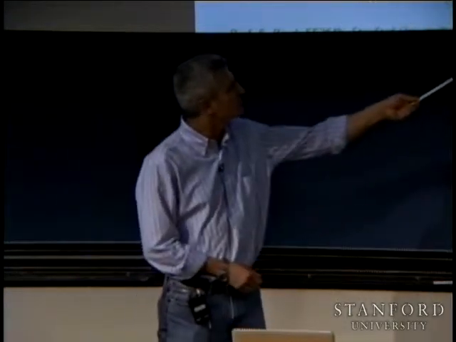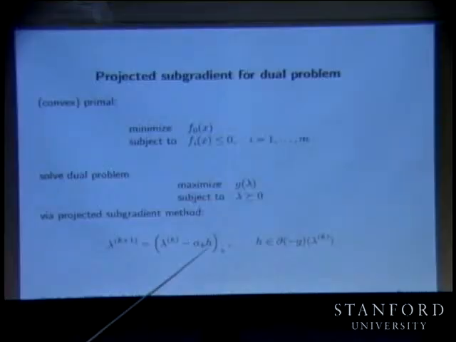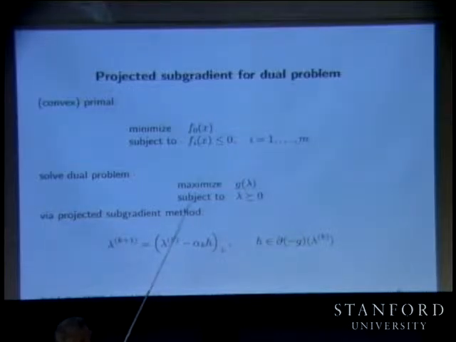It's confusing because that's a subgradient of minus g. So, okay, you take a subgradient step in the appropriate direction. I'm allowed to say that in a 300 level class. And then you project here. So that's it.